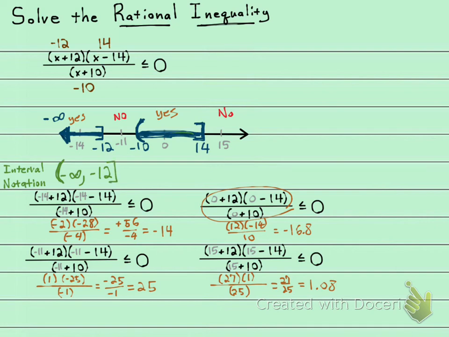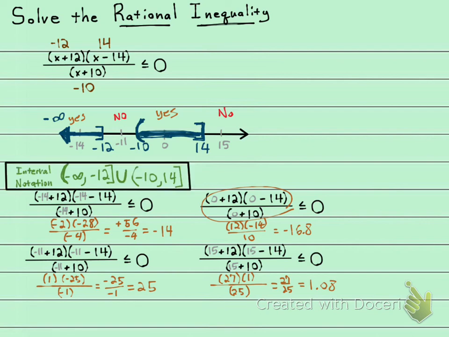My next interval that's shaded is right here. It is everything from negative 10 to 14. Negative 10 gets a parenthesis like above, and 14 gets a bracket. And when we have multiple intervals in our solution, we're going to put a U in between them. That stands for union. And here is our answer.